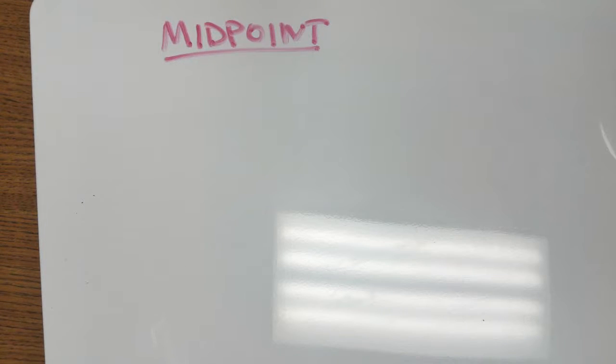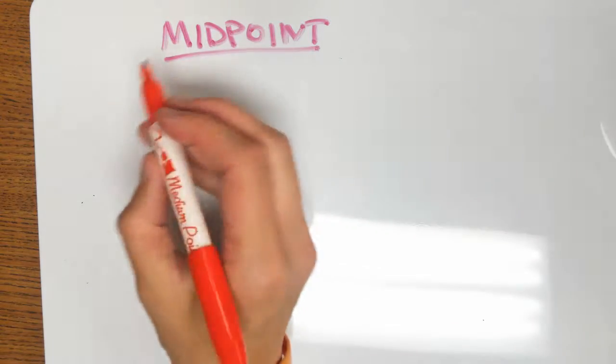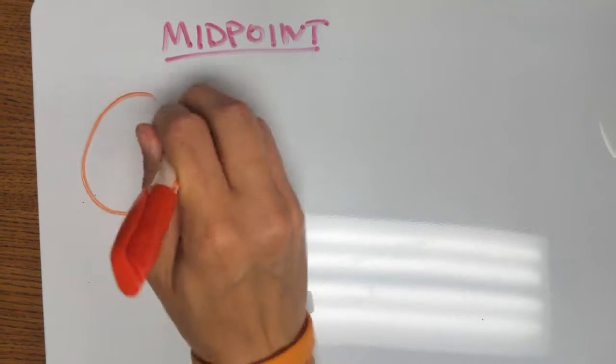Okay, so the next thing we could do would be finding the midpoint of a line segment. Midpoint basically is the halfway point. A lot of times you'll see this with a circle. Find the center of the circle given two endpoints, something like that. So let's just pretend we have a circle.